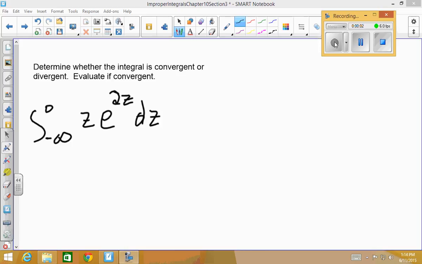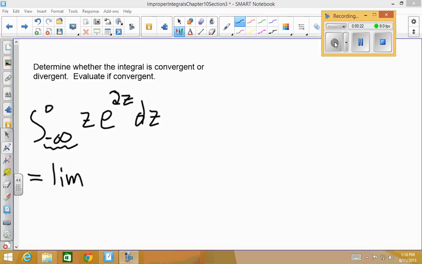Determine whether the integral is convergent or divergent. Evaluate if convergent. The integral from negative infinity to 0, z times e to the 2z dz. This is an improper integral. As we can see, we have an infinity in one of the limits of integration. So we use the definition.